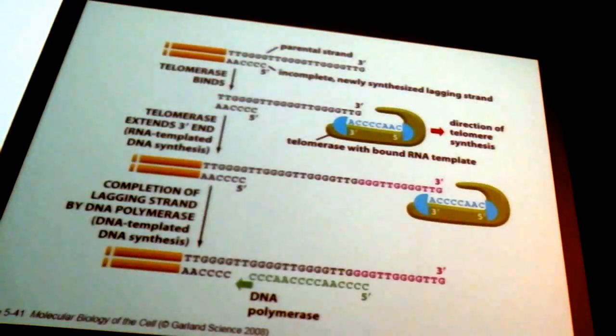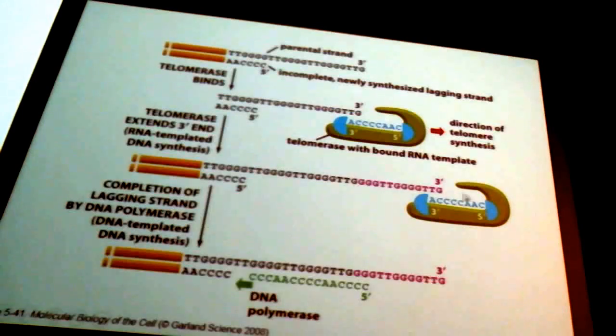So here's how that looks. Here's the parental strand, and let's say here's the end where there's a gap. The telomerase has RNA sequence that's complementary. You have the T and the A, the G and the C, which now allows extension, again going in the 5' to 3'.